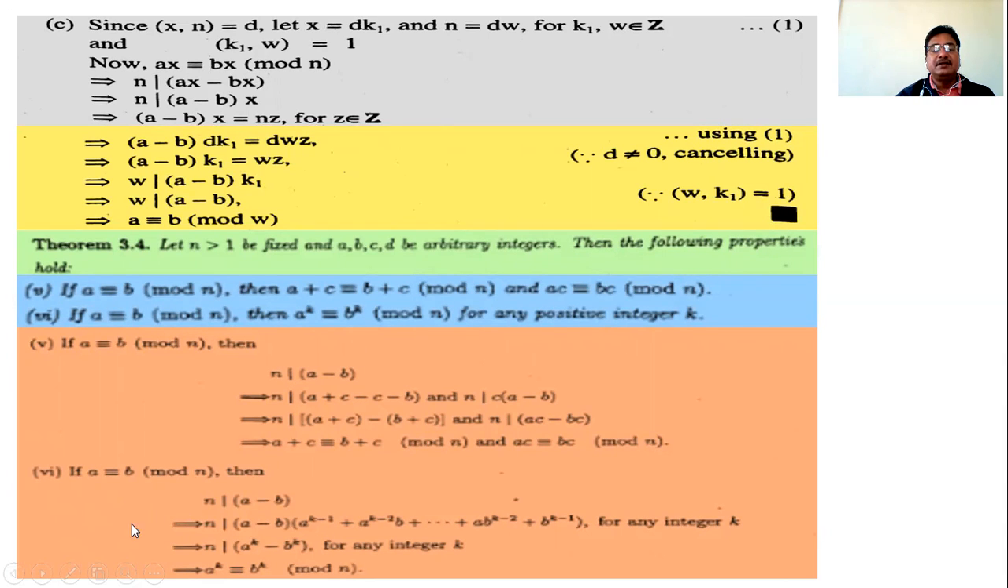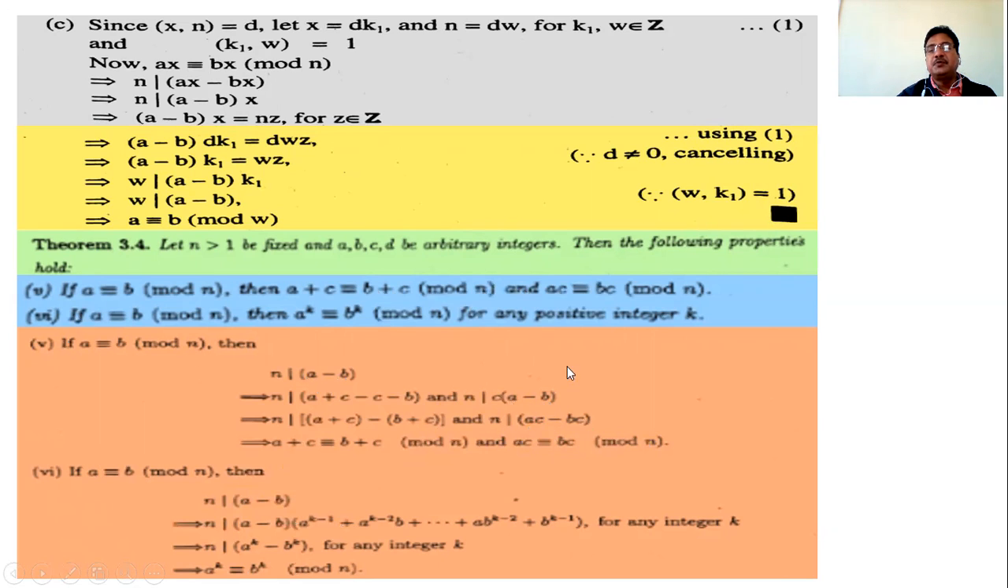Or we can write this proof: n divides a − b, and then write the proof of this, ac is congruent to bc modulo n. Since n divides a − b, n divides c times (a − b), because if n divides x, then n divides cx, its multiples. Therefore ac is congruent to bc modulo n.